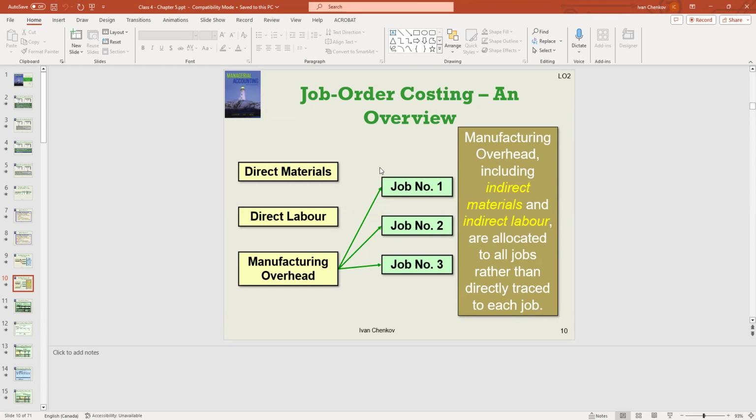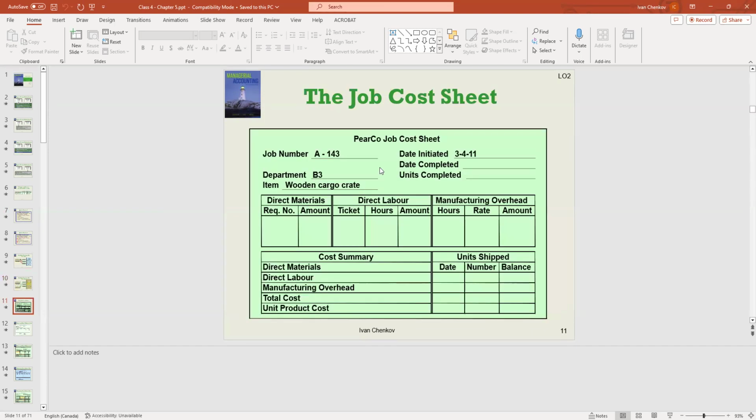For that reason, we have to be very careful and we have to make sure that we are assigning that overhead to our products. So how are we going to do this? We're going to create this job cost sheet. On the job cost sheet, you're going to see the company name, which job order, job number it is, which department is doing it, what exactly they have to produce, when the order was initiated, and everything.